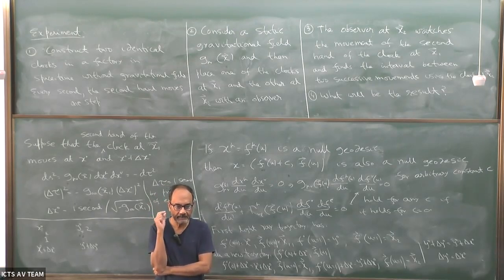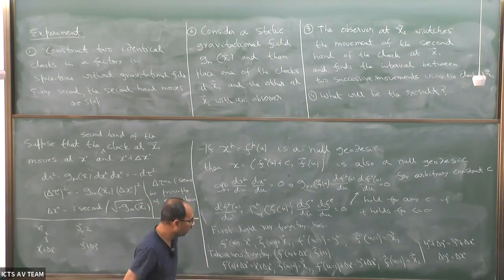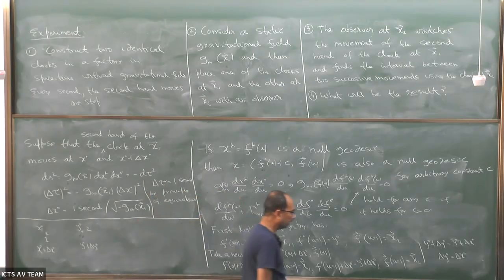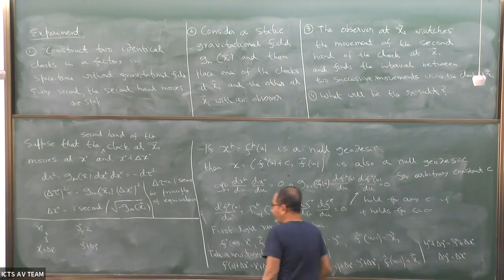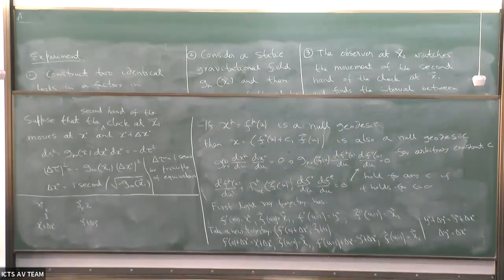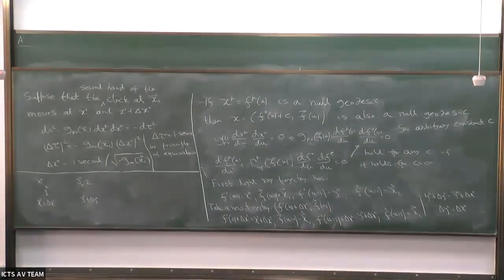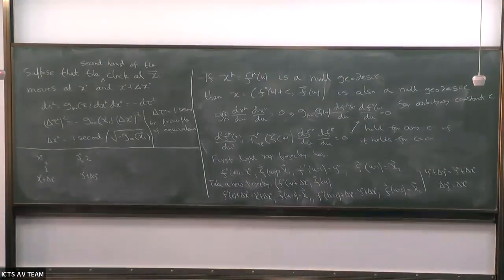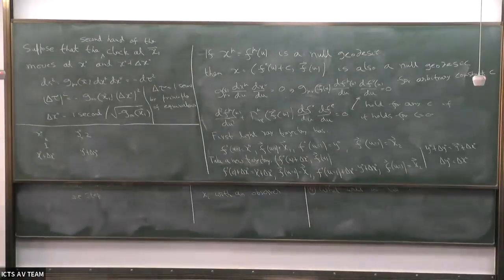Is that clear? Okay, so you have got delta x naught. Now you have to convert it to proper time. So this is the interval in x naught that the observer sees between the two signals.